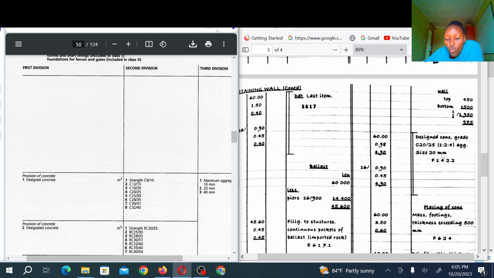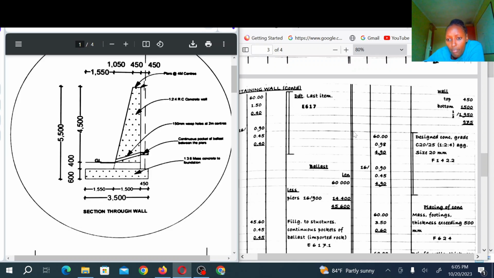Okay, so once you repeat for a different item, you just have to write 0.2. So it shall be 60 meters for the wall. Let's go back to the drawing. So it shall be 60 meters for the wall, 0.9, that is the average width of the wall. Then the height shall be 4.9.